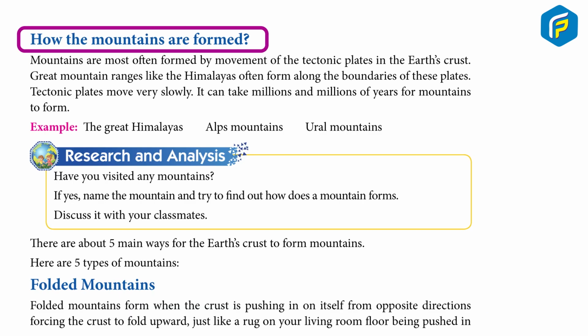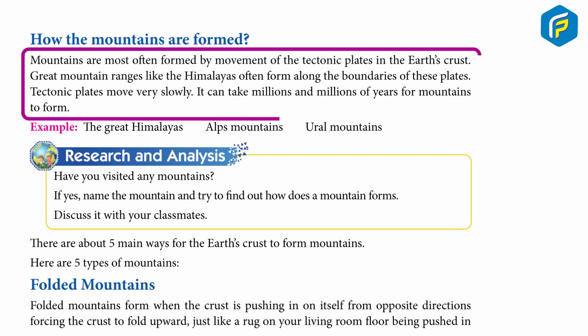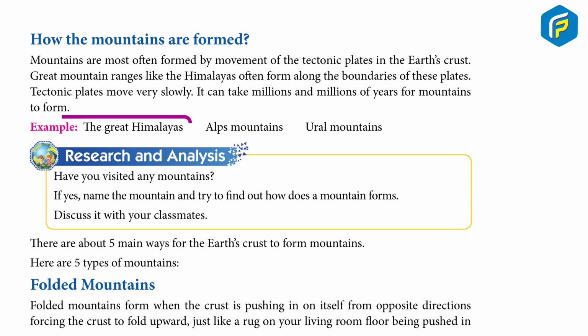How are mountains formed? Mountains are most often formed by movement of the tectonic plates in the earth's crust. Great mountain ranges like the Himalayas often form along the boundaries of these plates. Tectonic plates move very slowly. It can take millions and millions of years for mountains to form. Example: the Great Himalayas, Alps Mountains, Ural Mountains.